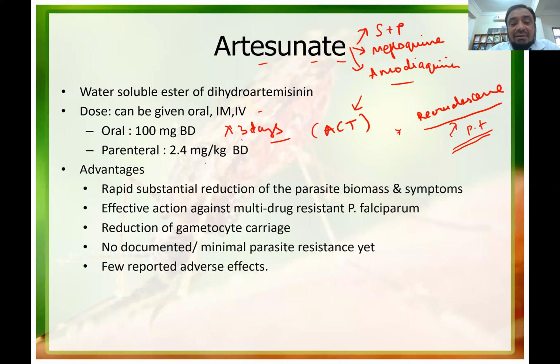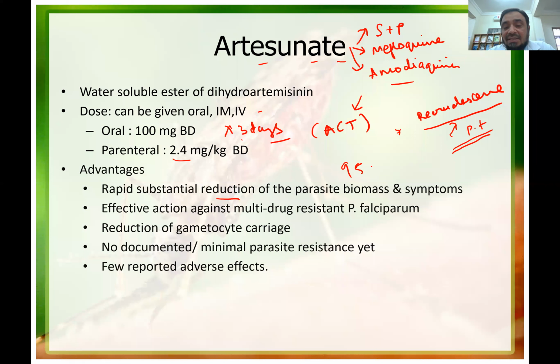Artesunate can be given intravenously in the dose of 2.4 milligram per kg. It is used intravenously in cases of severe falciparum malaria. So the advantages of artemisinin compounds like artesunate: substantial reduction of the parasite biomass.